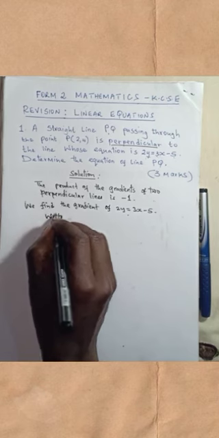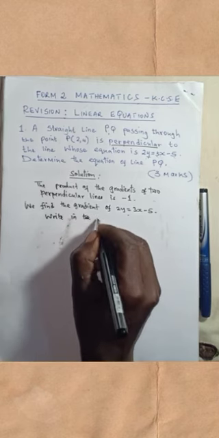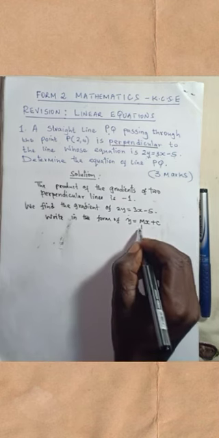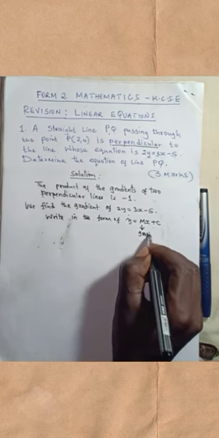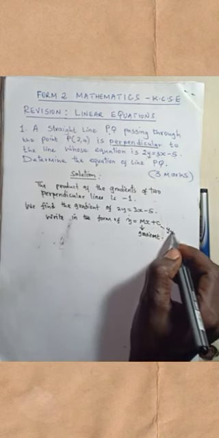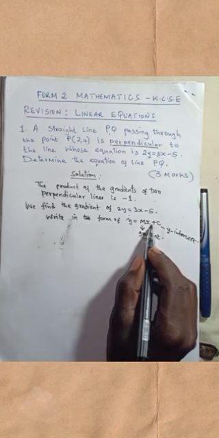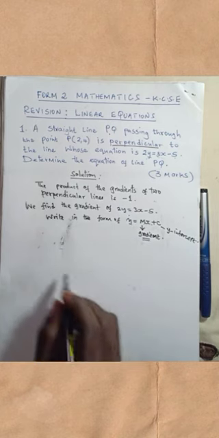For us to find the gradient of this line, we write it in the form y = mx + c. In this case, m represents the gradient, while c represents the y-intercept. But our concern is the gradient. So we need to write this equation in the form y = mx + c. In this case, we make y the subject of the formula.